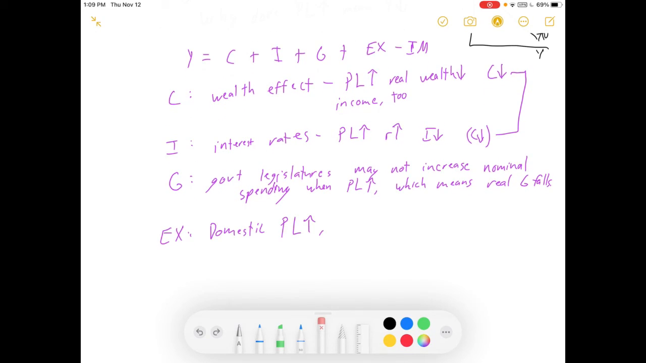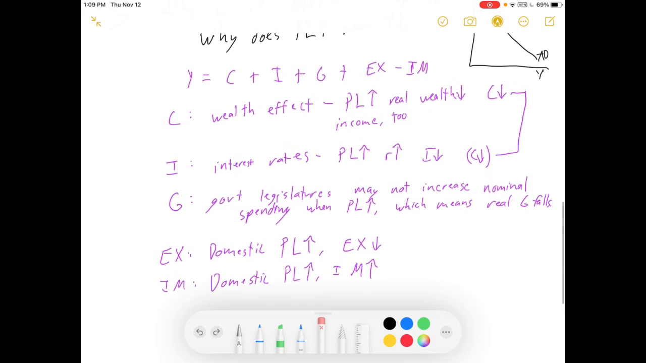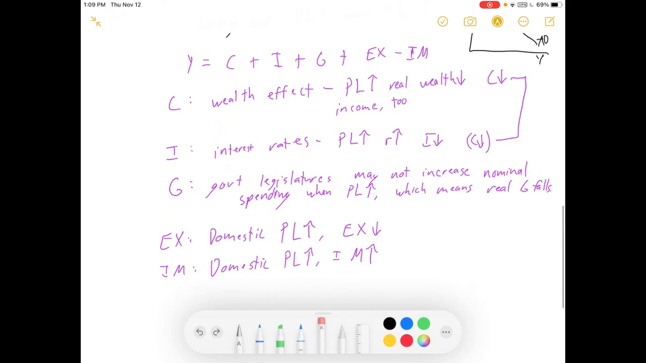Next is for exports. If our domestic price level goes up, then not as many people want to buy our goods and we'll export less. For imports, if our domestic price level goes up, then we want to buy less of our own stuff and we're more likely to buy everyone else's stuff, and so imports will go up. Every single one of these components of that GDP equation, if the price level goes up, we have at least one good reason to explain why they might go down.